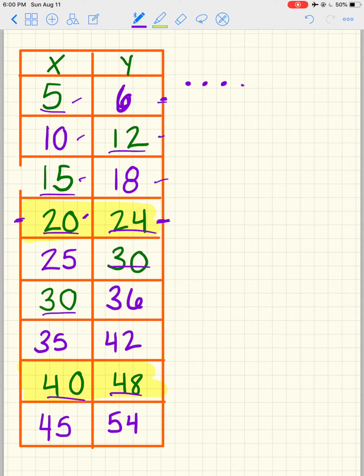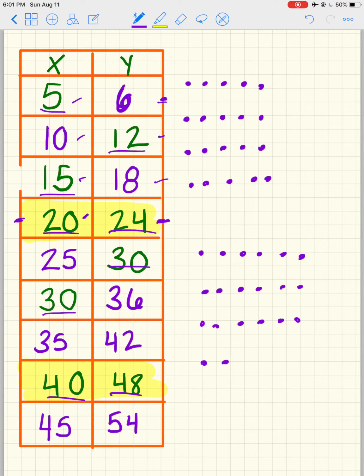1, 2, 3, 4, 5, 6, 7, 8, 9, 10, 11, 12, 13, 14, 15, 16, 17, 18, 19, 20. There's our 20 dots. I'm going to draw 24. 1, 2, 3, 4, 5, 6, 7, 8, 9, 10, 11, 12, 13, 14, 15, 16, 17, 18, 19, 20, 21, 22, 23, 24. Now, for these up here, I'm going to put them in groups of 5.